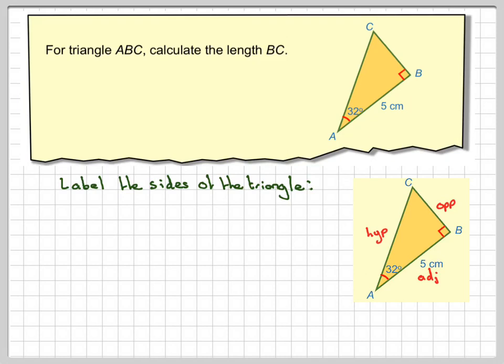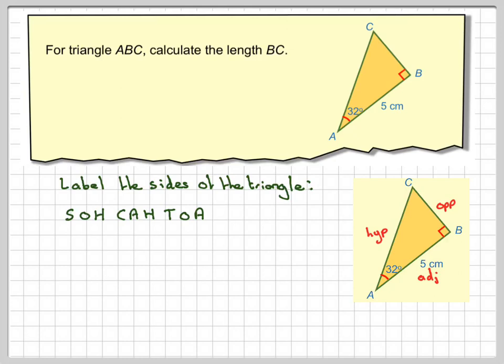Then we need to remember the three trig ratios. We have SOH. Now that sine is opposite over hypotenuse. CAH, that is cos, is adjacent over hypotenuse. TOA, tangent, is opposite over adjacent.